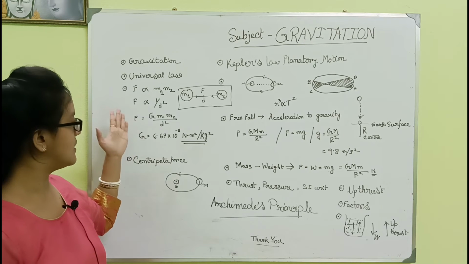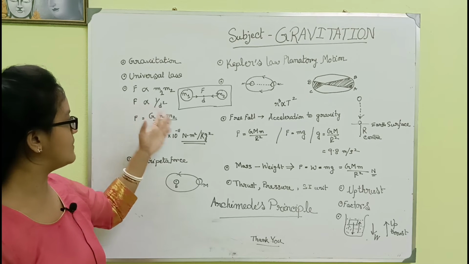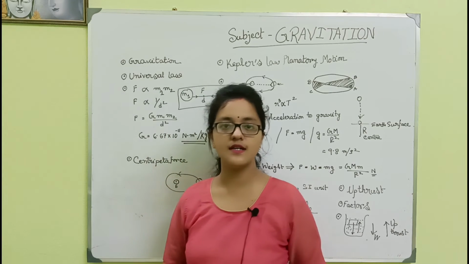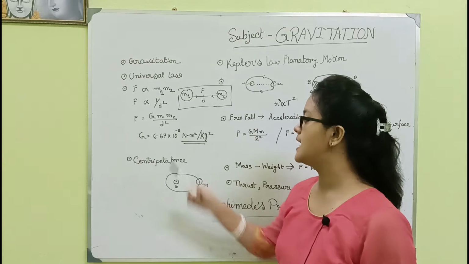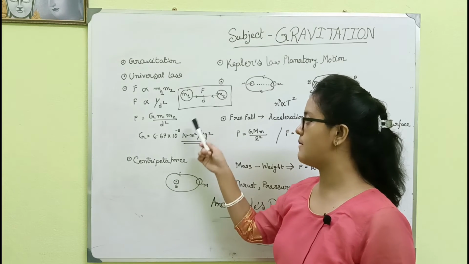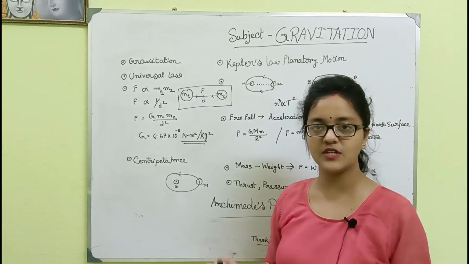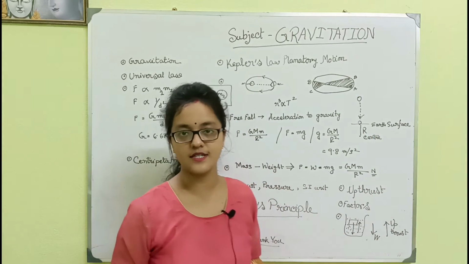So F is equal to capital G m1 m2 by d square, where capital G is the universal gravitational constant, which is 6.67 into 10 to the power minus 11 Newton meter square per kg square. It is the SI unit of the universal gravitational constant.